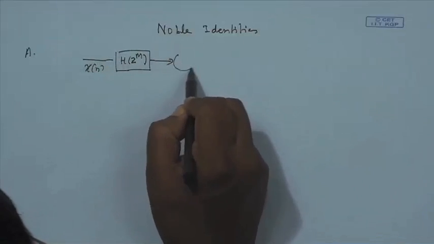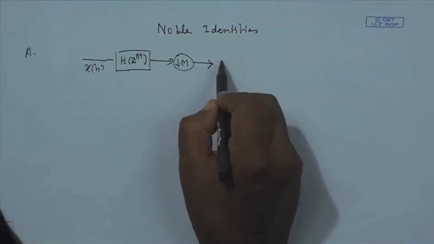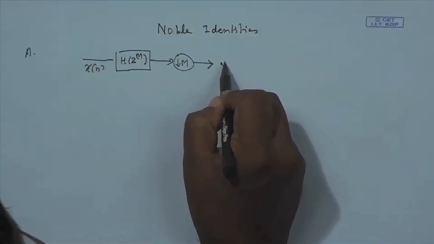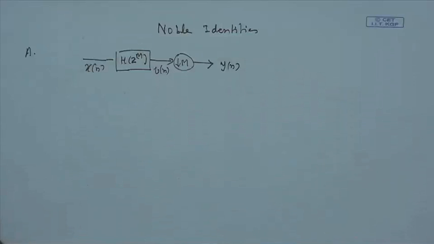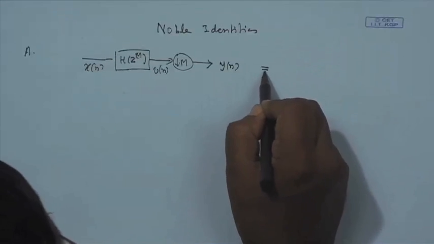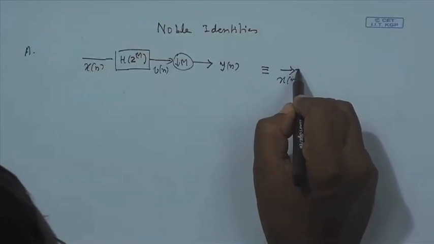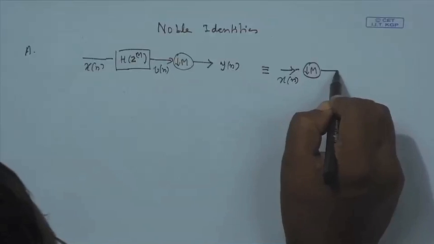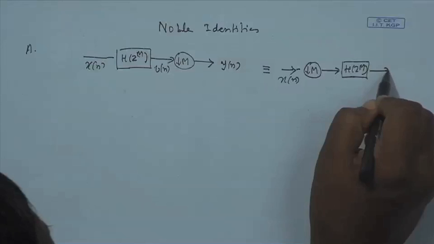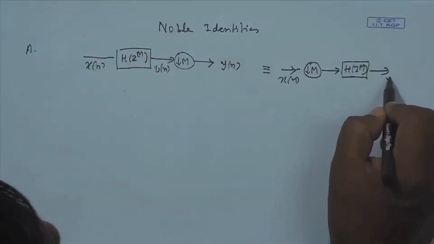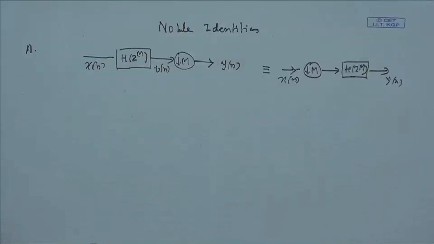And after this filter, suppose I have a decimator by the same factor M, okay, let us call the output y n and let us call the filter output v n. Then the claim is this is equivalent to: first you decimate, then pass it through a filter not H(z^M), but H(z), you will get the same y n. Okay. This is the claim, this is the Noble identity type 1.